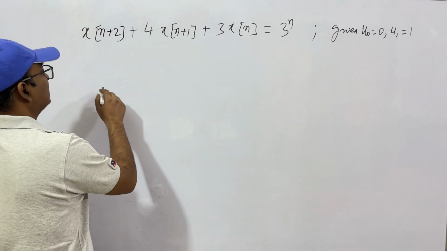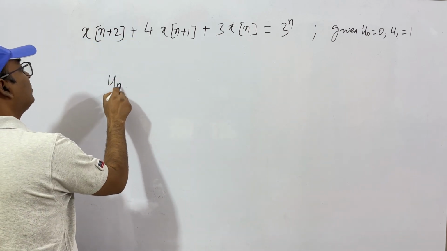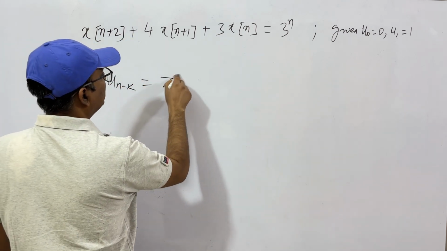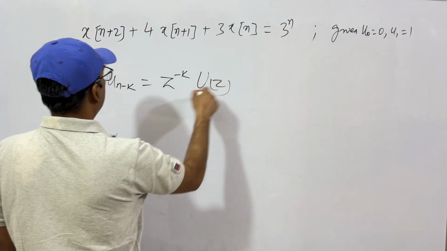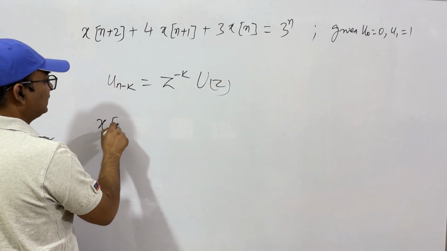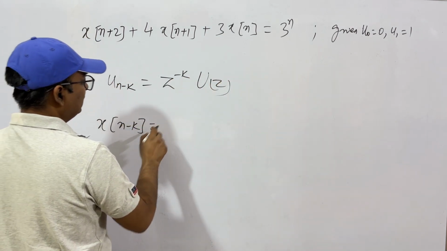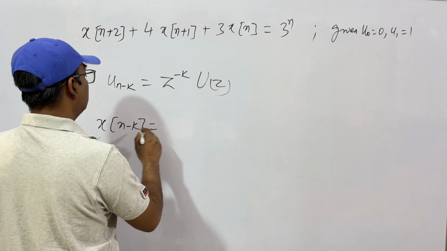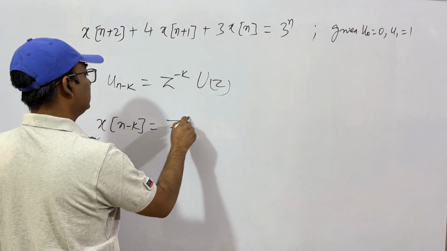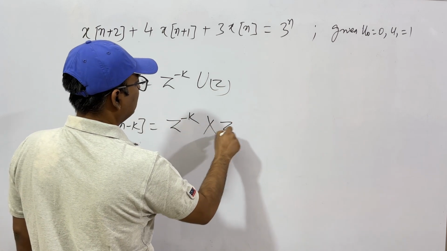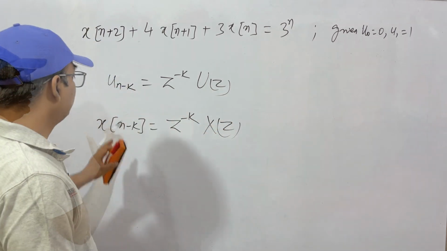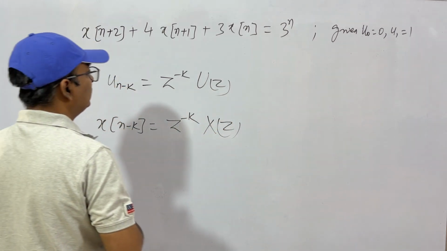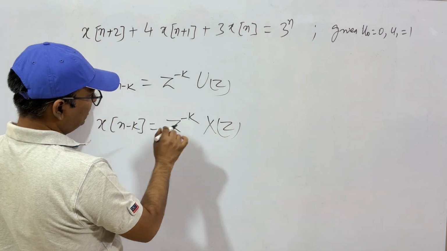So if this is the case, you have seen u(n-k) is actually z to the power minus k U(z), or in terms of x(n) we can write x(n-k), this side shifting to n minus k, this side. So this is z^-k X(z). In this, both are same. I'm making you familiar with these notations. So you should keep this in mind.